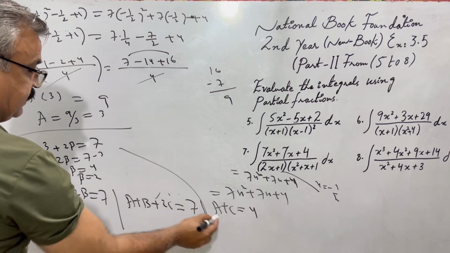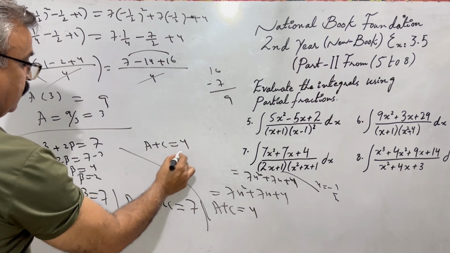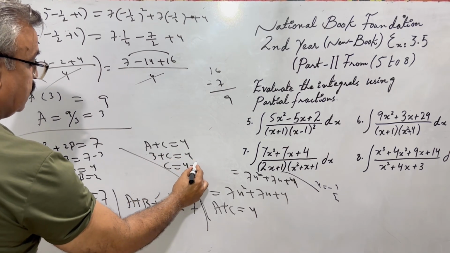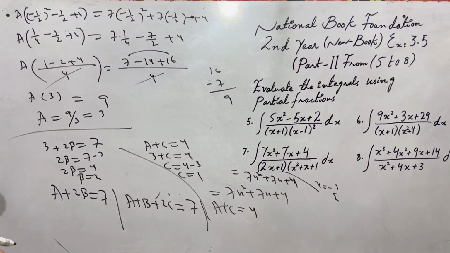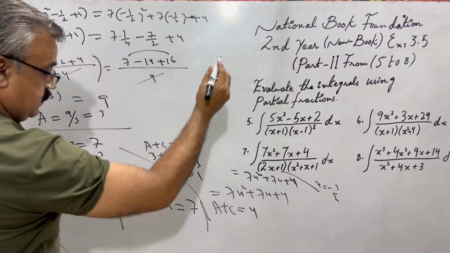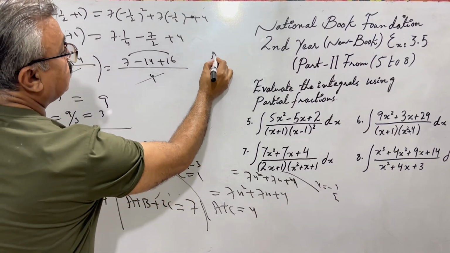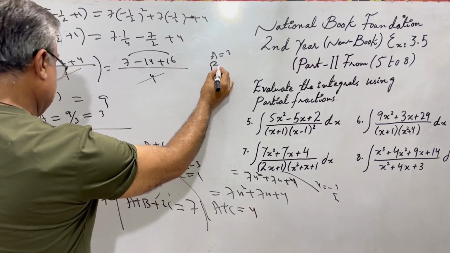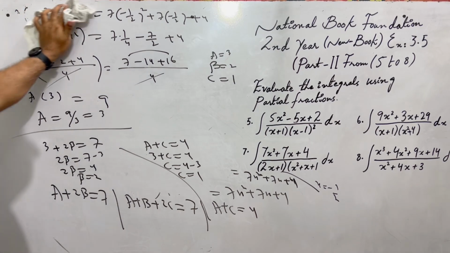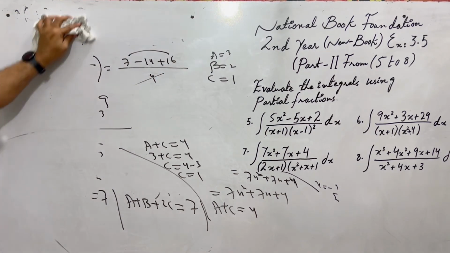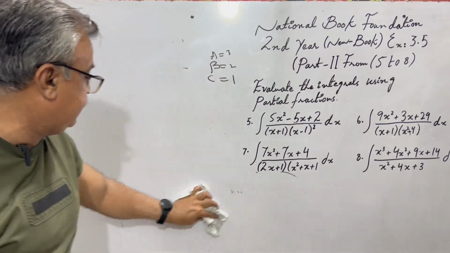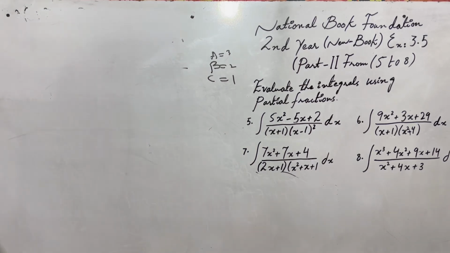Put it in that equation to get C. It's a simple one. A plus C is equal to 4. A is 3, so 3 plus C is equal to 4. C is equal to 4 minus 3. C is equal to 1. We have all the values. A is 3, B is 2, C is 1. 3, 2, 1 in descending order. Now let's put these values in and integrate to find our answer.